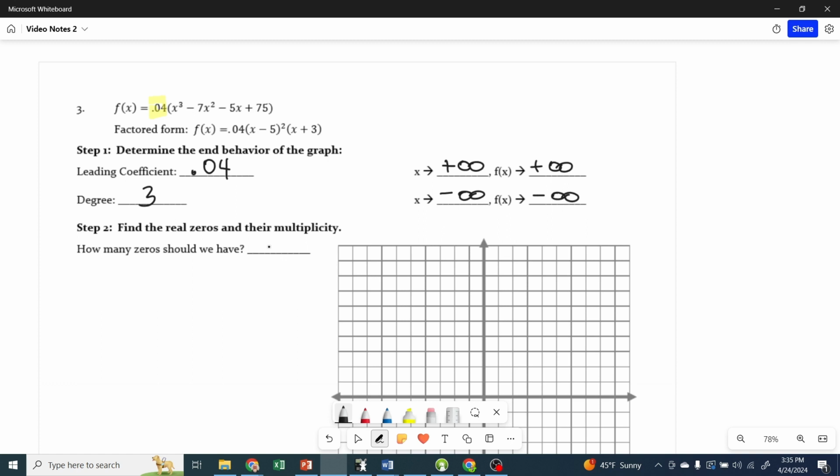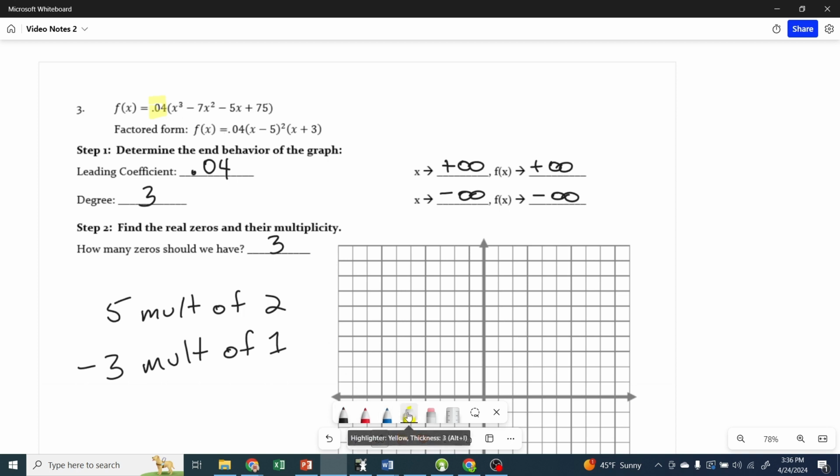Our zeros, we should have 3. So our zeros here are 5 with a multiplicity of 2 and negative 3 with a multiplicity of 1.